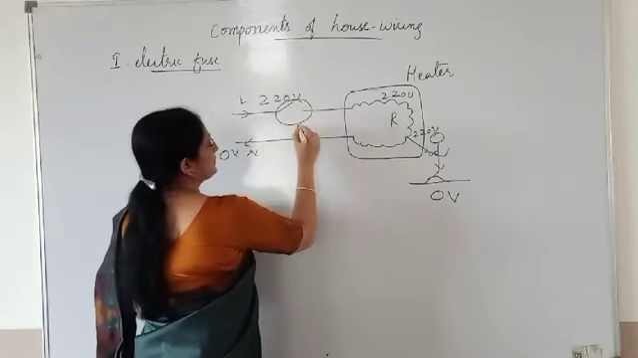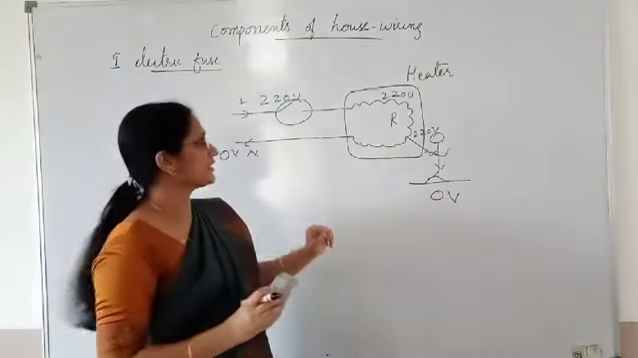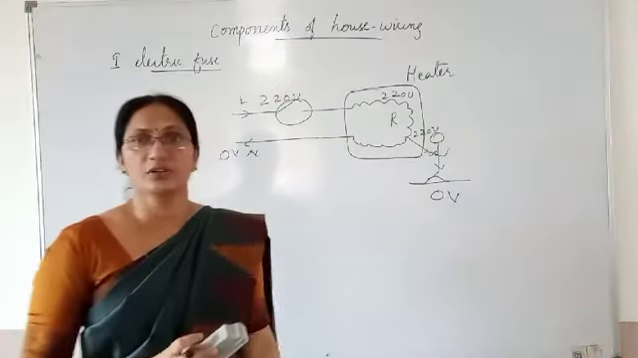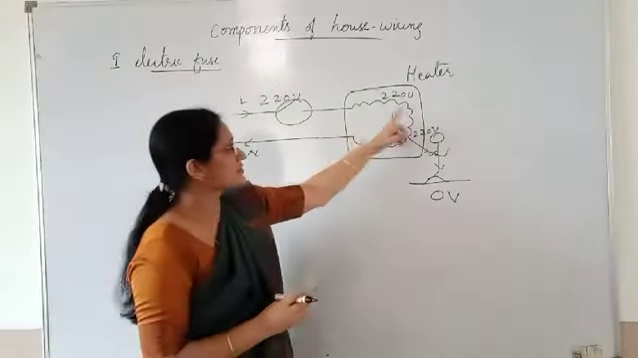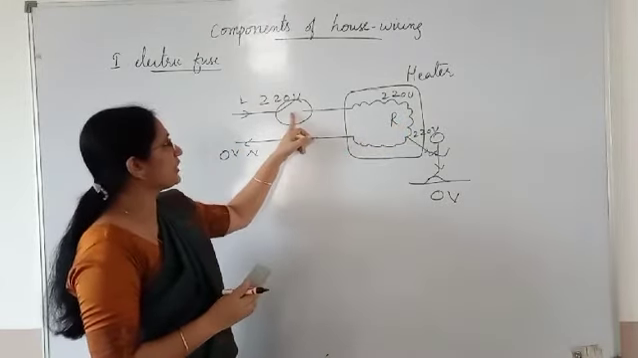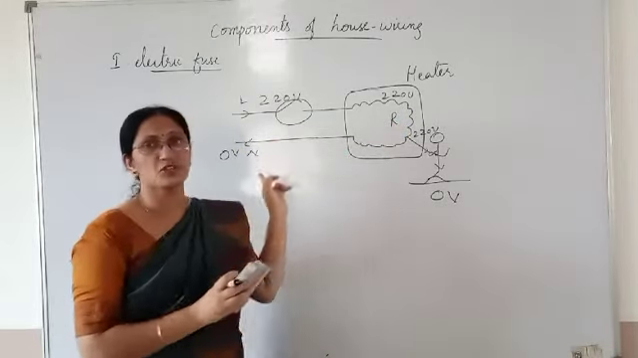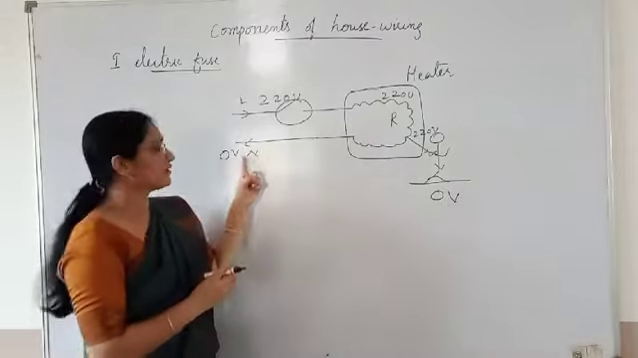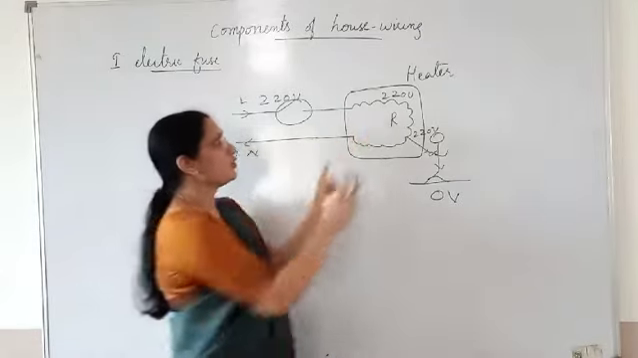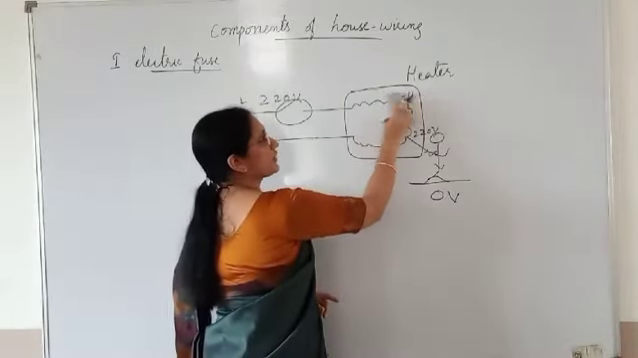Look at the diagram. The switch is in off position. Now what is the potential of the coil? The coil is disconnected from the live wire, but it is in touch with the neutral wire, and the neutral wire is at 0 volt. Now what is the potential of this coil?